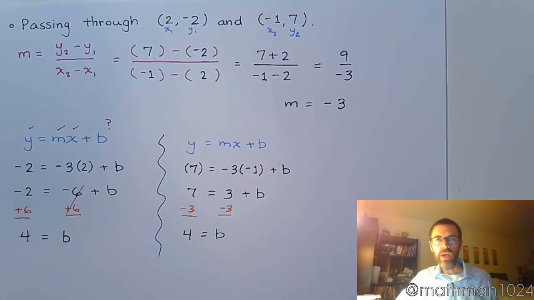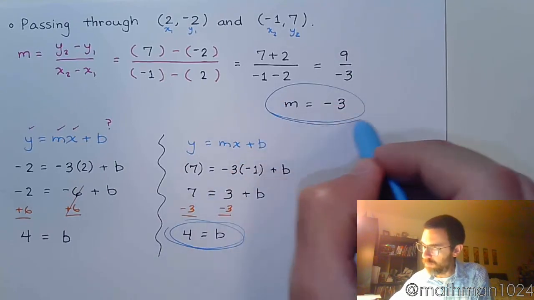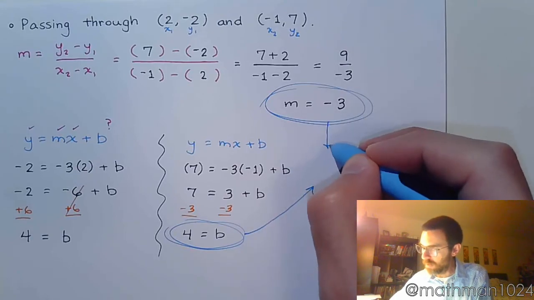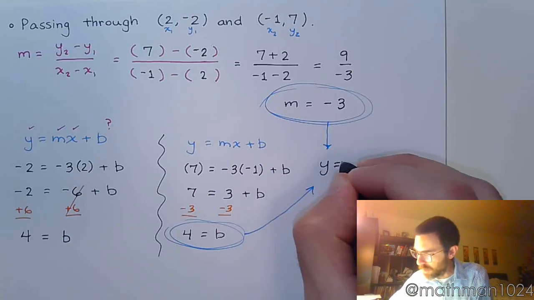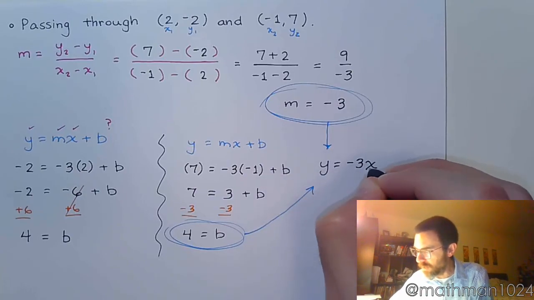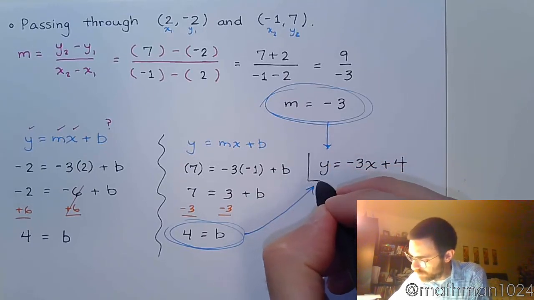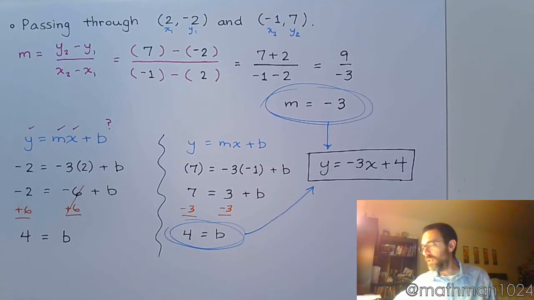It's still part of the same line, and that line is going through the ordered pair 0, 4, because remember, b corresponds to that y-intercept. So now, take your b, take your slope, and let's write our equation. So our equation, in slope-intercept form, y equals -3x plus 4. And that's really all we have to do.